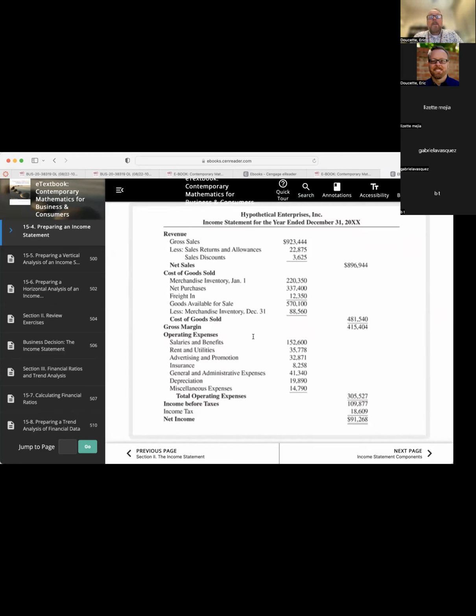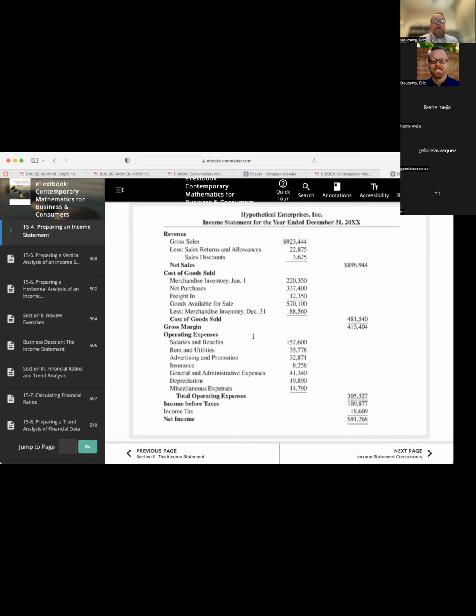And if you notice, it's also broken into some main sections. There's really 2 primary sections. The top part, well, 3 actually. You have revenue, you have cost of goods sold, and I'll explain that. And then that leads you to your gross margin. And then you have all of your operating or fixed expenses.